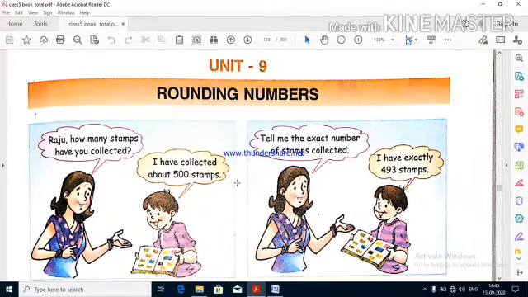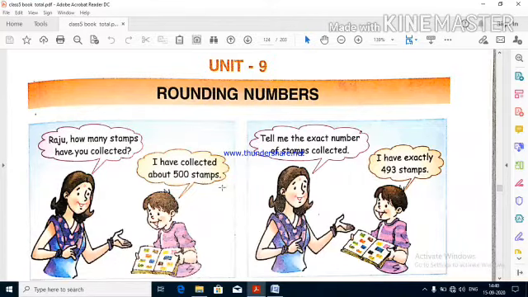Let us study the pictures first. Raju, how many stamps have you collected? I have collected about 500 stamps. Here Raju has collected how many stamps? 500 stamps. Now the teacher asks, tell me the exact number of stamps collected. His answer is, I have exactly 493 stamps.